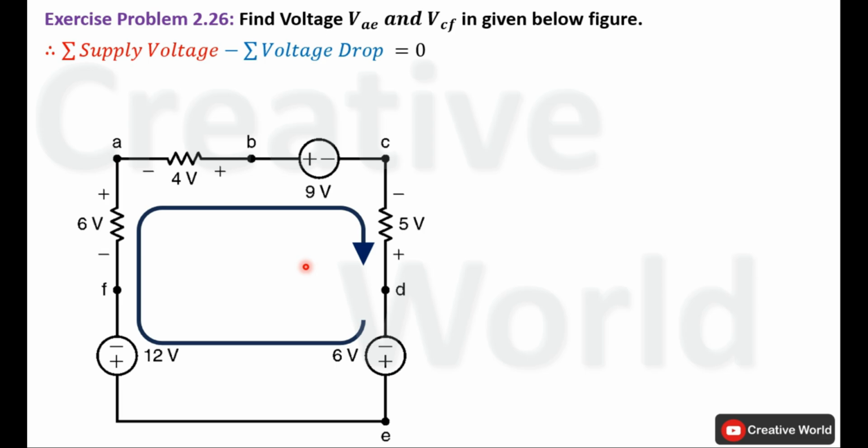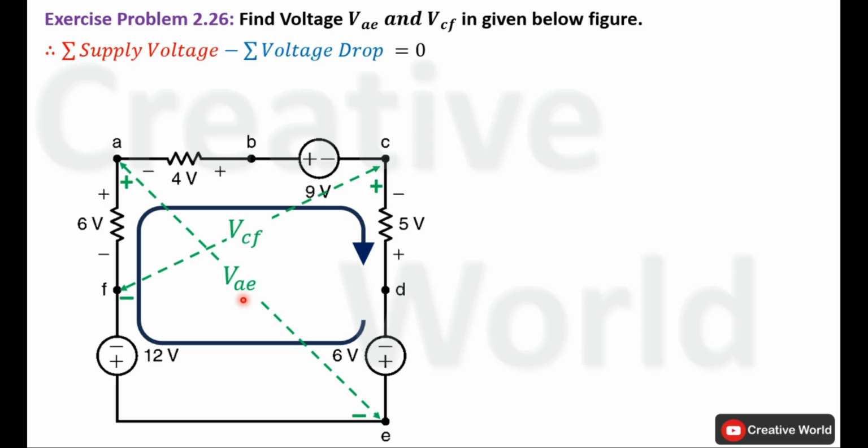Now we are interested to calculate the voltage between these 2 points A and E, labeled as VAE, which is indicating that A would be on higher potential than point E, and between these 2 points labeled as VCF, which is also indicating that point C would be on higher potential than point F. Now first we will calculate voltage VAE.